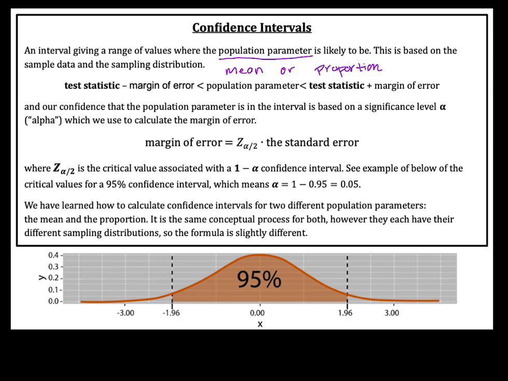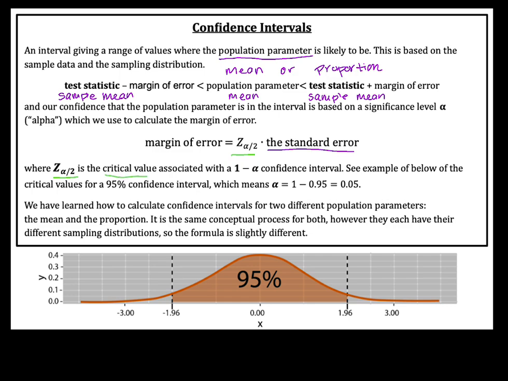mean, then if we're doing it for a mean of the whole population, the actual mean, we're going to take the sample mean and calculate a margin of error based on the formula below, and we're going to subtract and add the margin of error from that sample mean. In order to calculate the margin of error, we need two things, the standard error, and then we also need the critical value. So z for alpha divided by 2 is the critical value.